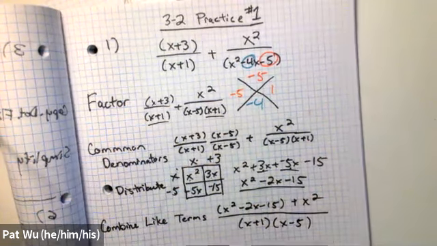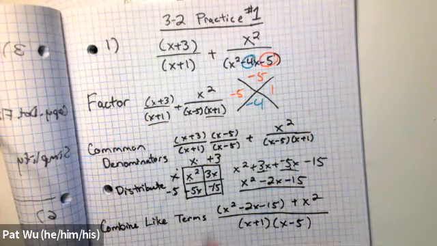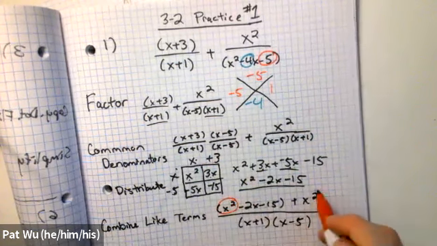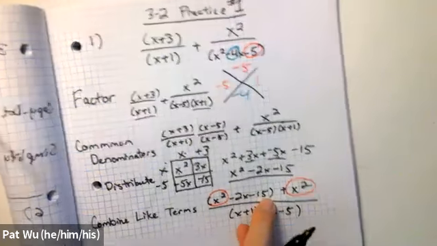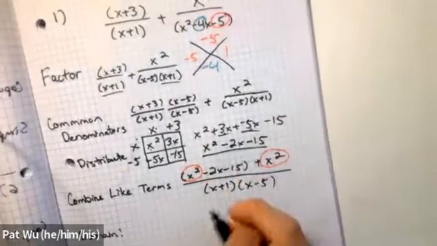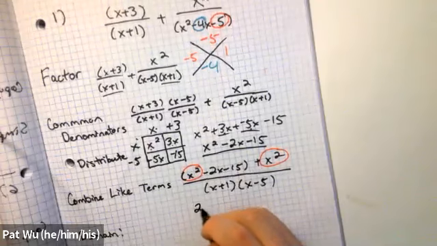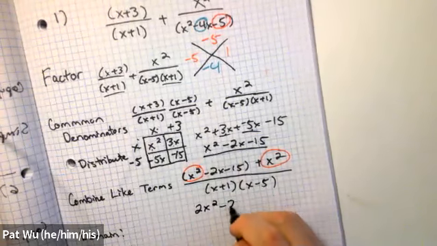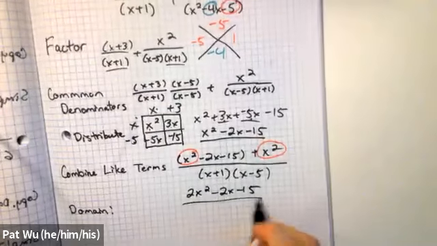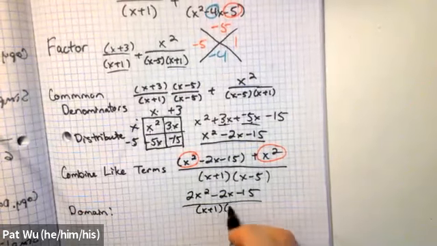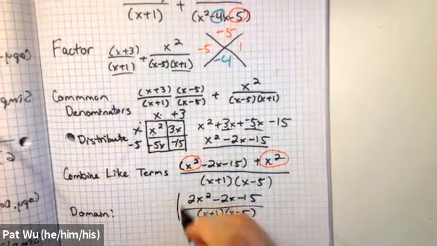When I combine like terms, the only terms that I have that are the same are these x squareds. There's no other x, there's no other constant. So all that I have left is 2x² - 2x - 15, and then (x + 1)(x - 5) in my denominator.